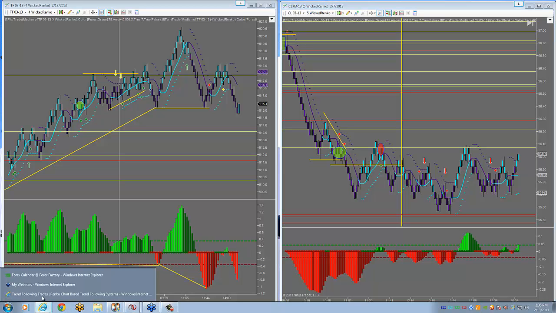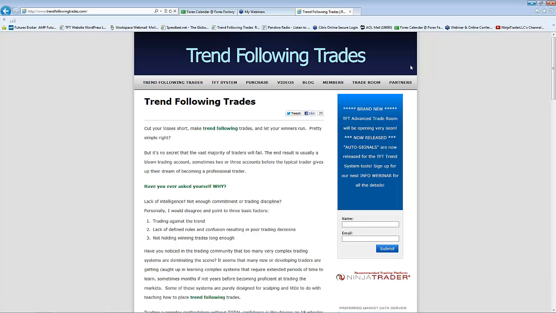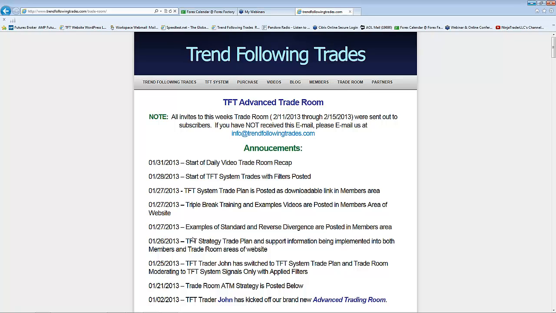I'm going to pull up our website again. This is for everybody to see. You can't get in the members page unless you're a member, but if you go into the trade room, this is the area that I do a lot of adding to, and the very first sentence tells you when the invites went out for the trade room for the next week. So if you come in here, it's Sunday night or Monday morning, whatever, and you don't have your invite in your email, then just go to this page here and you'll see that they were sent out. Shoot us an email here, and we'll make sure you get it again.